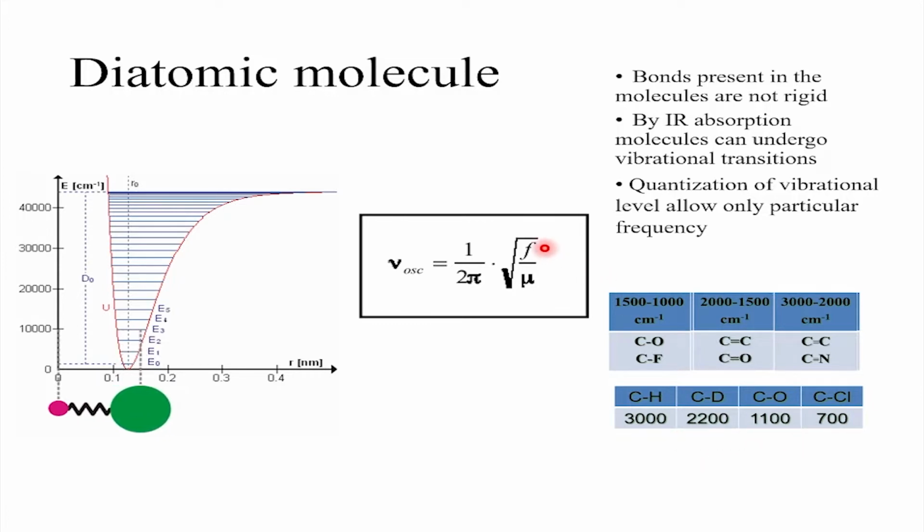Now, coming to the bond strength. A single bond will have a lesser bond strength compared to a double bond and a triple bond. Similarly, for a single bond, the vibration frequency will come between 1500 to 1000 centimeter inverse. As the bond strength increases to a double bond, the frequency increases. So the double bond normally comes in the region around 2000 to 1500 centimeter inverse, and the triple bond, which has the higher bond strength, comes around 3000 to 2000 centimeter inverse.